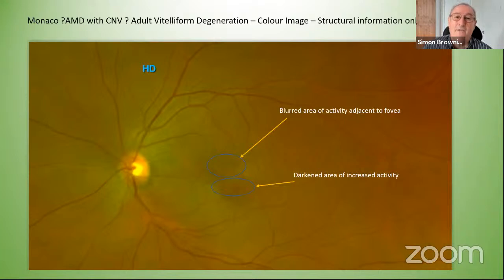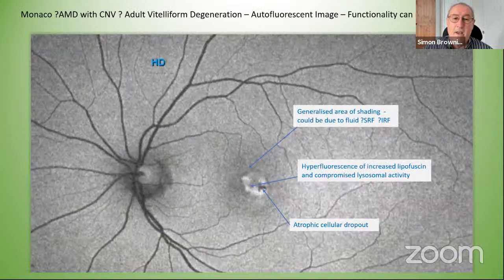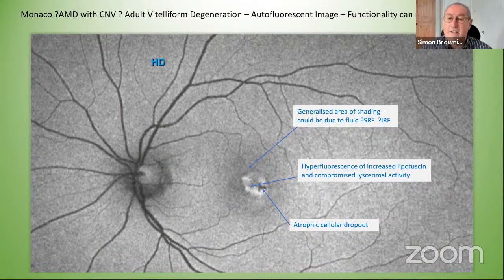Is it adult vitelliform degeneration? Very difficult to tell from a standard structural image. The autofluorescent image gives us more information. We've got the generalized area of shading at the top here. Now that could be due to subretinal or intraretinal fluid. We know it could be fluid, but we don't know where it is.